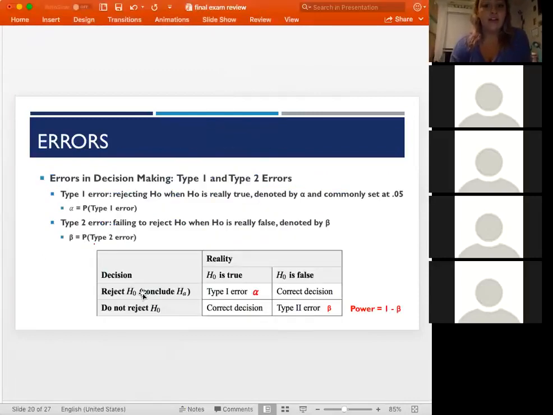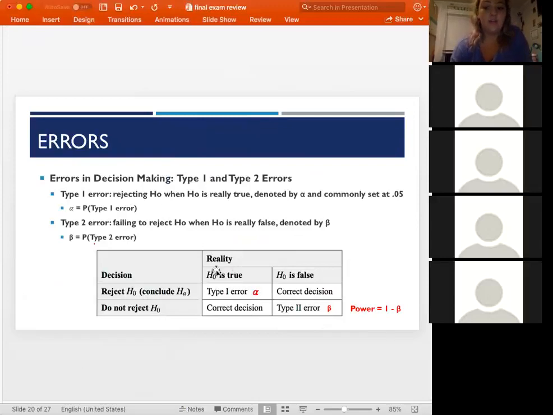Okay, and then these are errors. Like I said, these are the different types of errors you can make in a hypothesis test. So once again, type 1 error: rejecting the null when the null is actually true. That's saying that there is a change when there actually isn't a change. So that's like a false positive. And it's denoted by alpha, which is commonly set at 0.05, like I said.